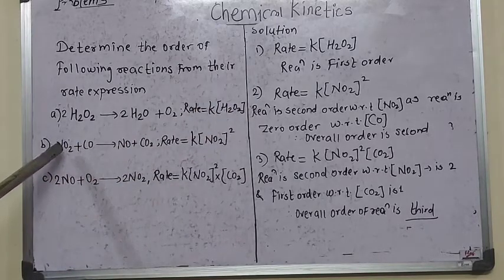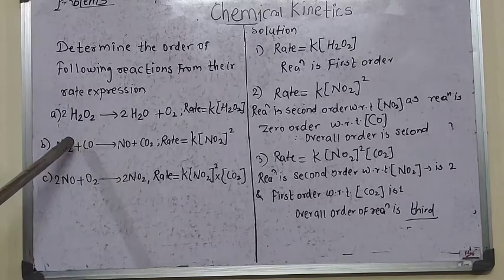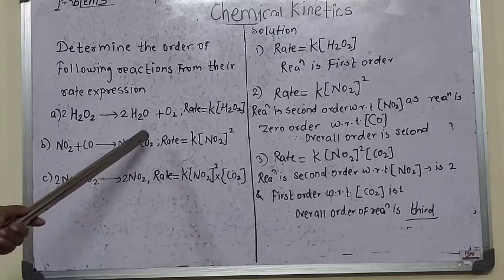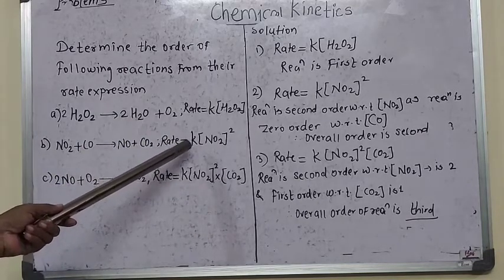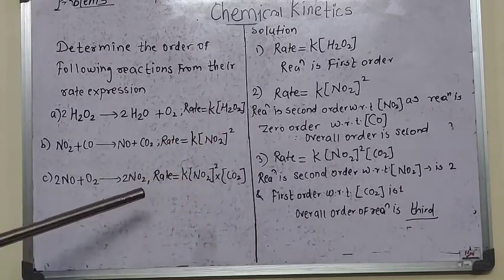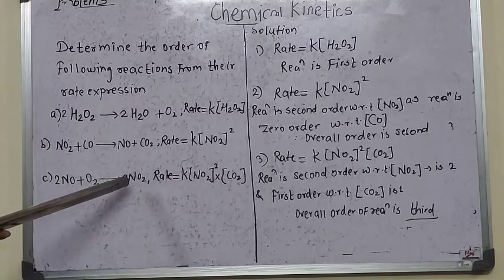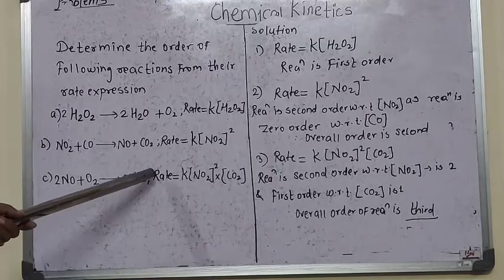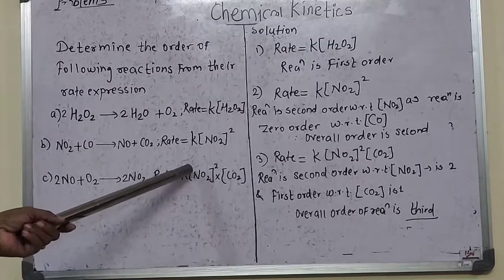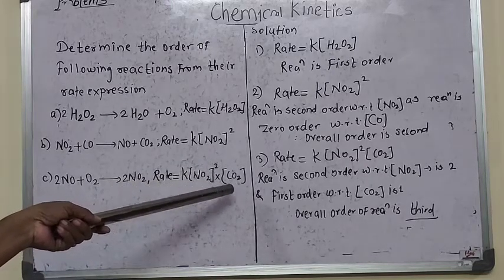The second equation is twice of NO2 plus CO gives NO plus CO2. The rate equation for that is K molar concentration of NO2 to the power of 2. And the third reaction is twice of NO plus O2 gives twice of NO2. So the rate for that reaction is equal to K into molar concentration of NO2 to the power of 2 into molar concentration of CO2.